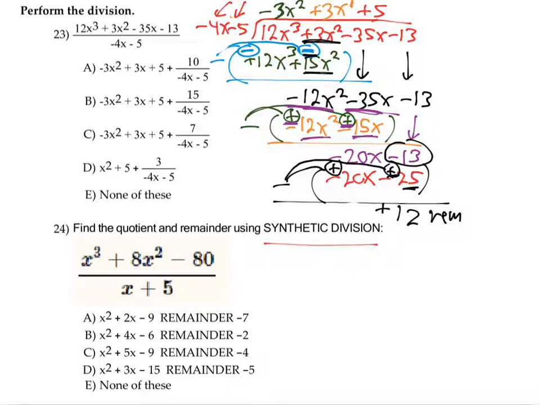So, which answer is right? So we have this answer up top here. −3x² + 3x + 5. The remainder is 12 on that one.